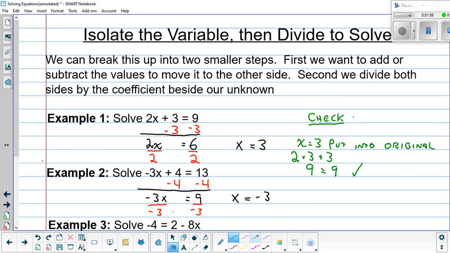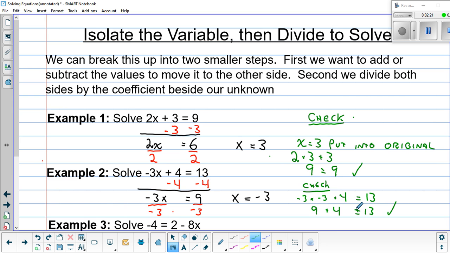Once again, we can do a little check by substituting that value in. So here we'll do negative 3 times negative 3 plus 4. And that should equal 13. Well, that's 9 plus 4. So yes, 13 equals 13.